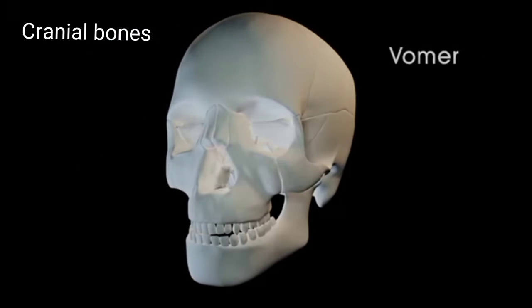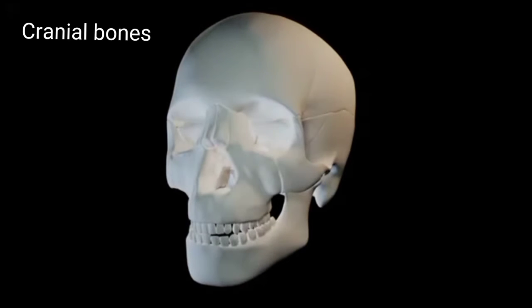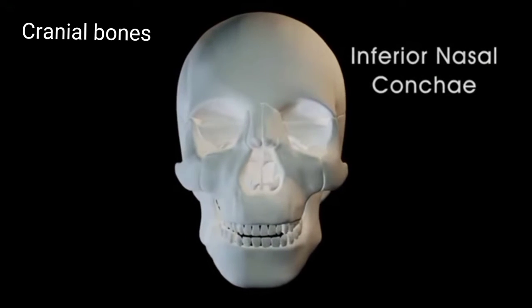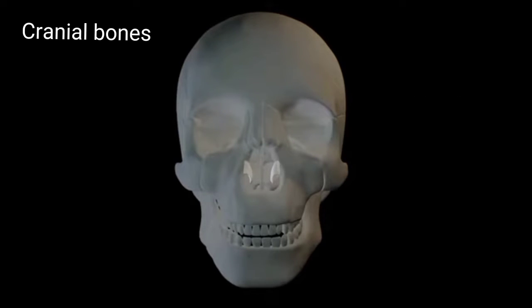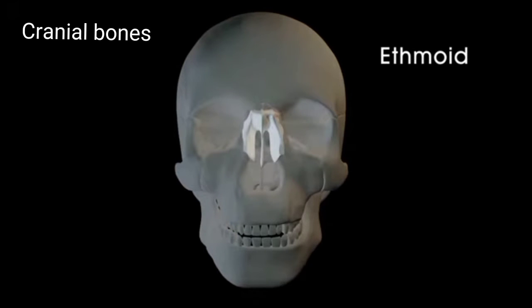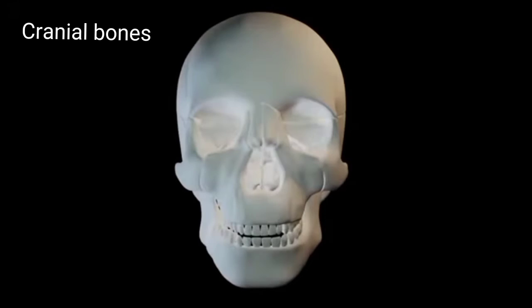Next is the vomer. Basically it is a part of the facial bones. There is a single bone at the region of the nose. Next are the inferior nasal conchae. These are also part of the facial bones at the region of the nose. Next is the ethmoid bone. It is a part of the cranial bones at the upper region of the nose. There is a single sphenoid bone, part of the cranial bones.